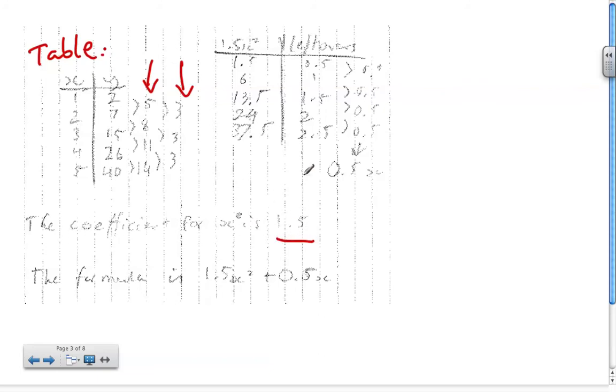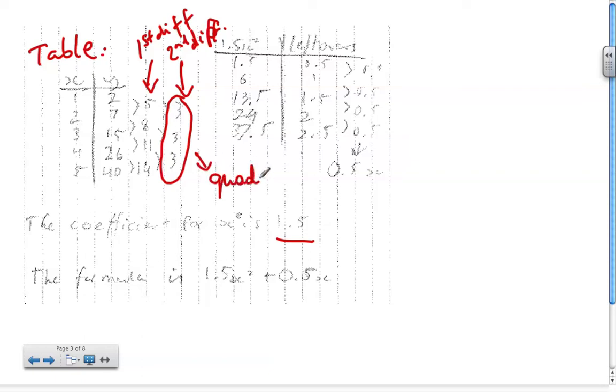Now this is good, but we're looking for just a little bit more in terms of vocabulary and communication. So these two, for example, should probably be labelled first difference and second difference. And how do we know that the coefficient of x squared is 1.5? That is a good question, and we would have liked them to have said, first of all, that because it's the second row of differences that is the same, that is constant, this means it's a quadratic formula. So that's our first point of information. Because it's the second column of differences that's constant, it's got to be a quadratic.